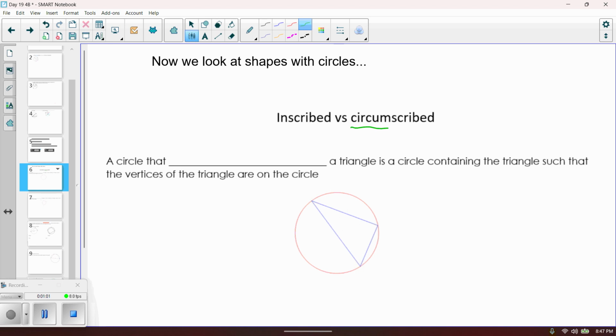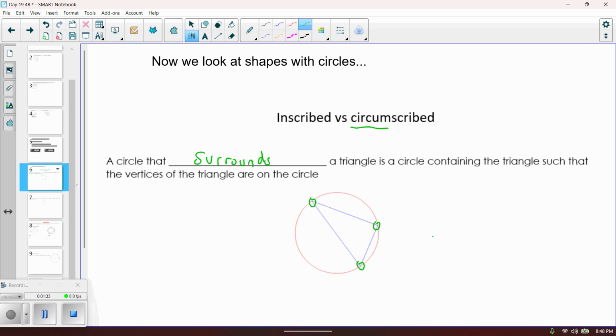So the circle that we show here is what is called a circumscribed circle because it is a circle that surrounds a triangle, or it could be any other figure, but a triangle in this case, and the circle containing the triangle such that the vertices of the triangle are on the circle. So here is a vertex, here's a vertex, here's a vertex. They all hit the circle. Okay, that's the important part.